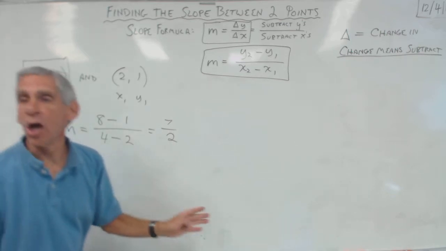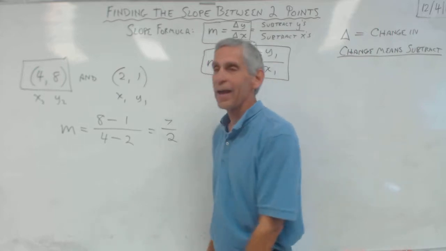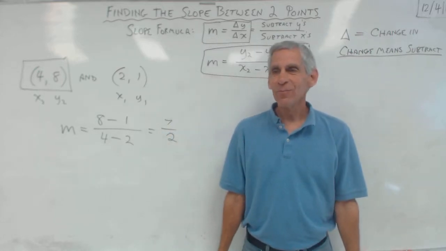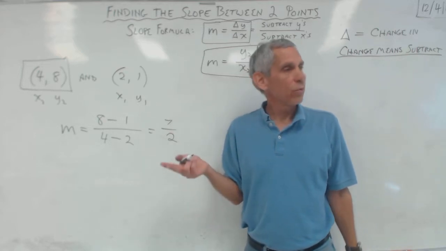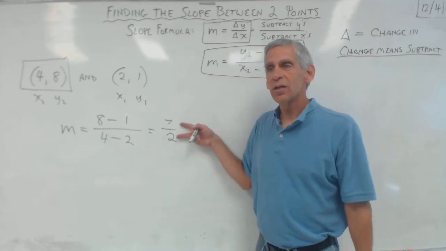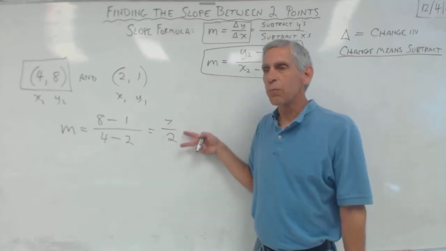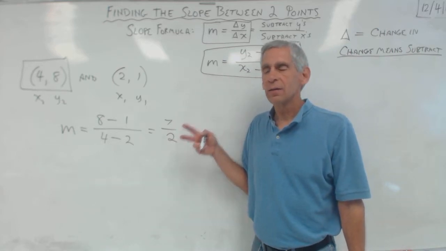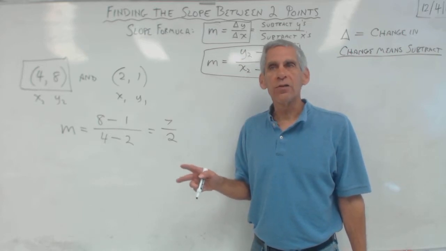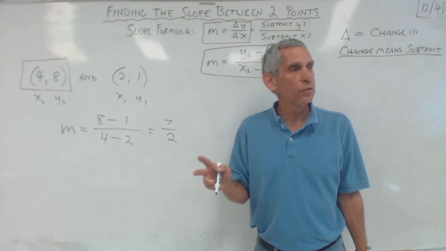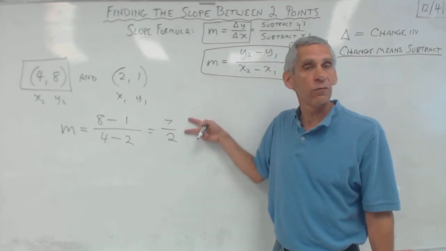And people are going to say, no, that's 3 and 1/2, right? We're talking slope, not fractions of a pizza. Slope is not measured in mixed numbers. Slope is measured in fractions, rise over run. So keep it as rise over run.